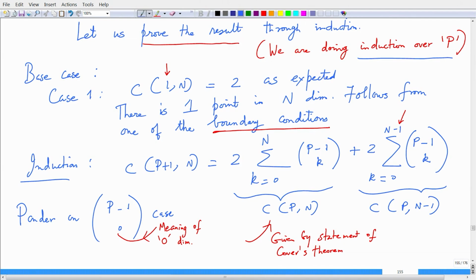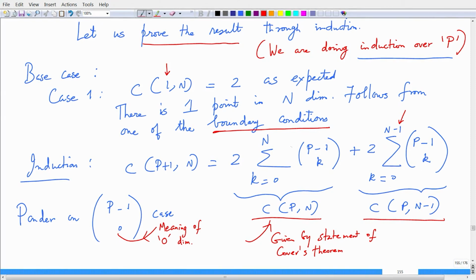Now, C of p plus 1 comma n is basically C of p comma n plus C of p comma n minus 1, and we just expand this out. C of p comma n is 2 times the summation k equals 0 to n of (p minus 1 choose k), and C of p comma n minus 1 is 2 times the summation k equals 0 to n minus 1 of (p minus 1 choose k).